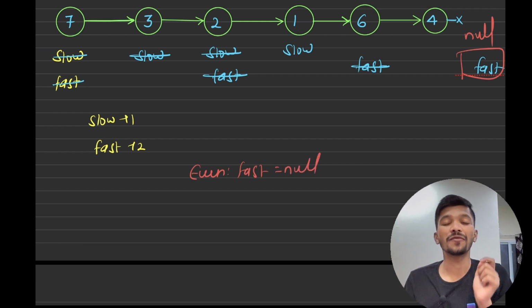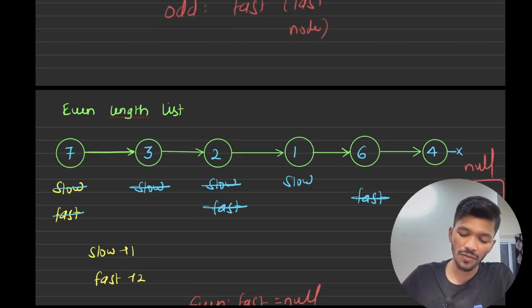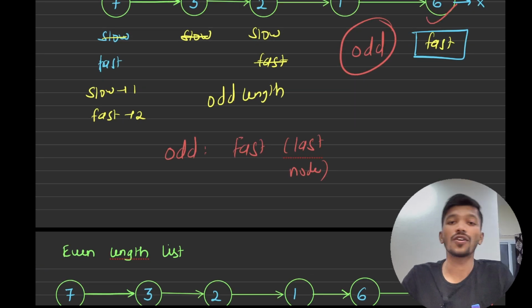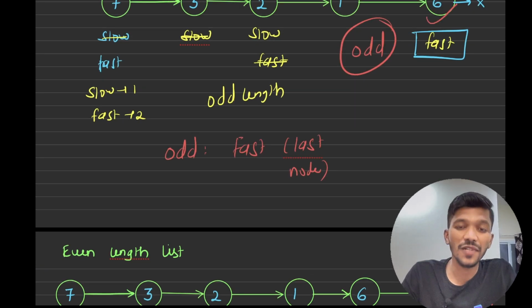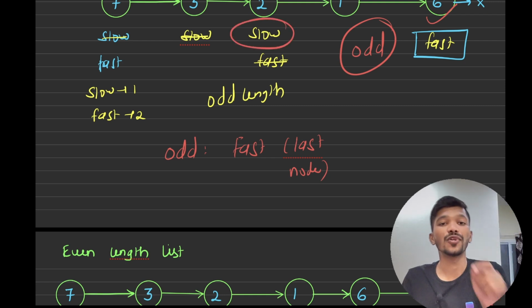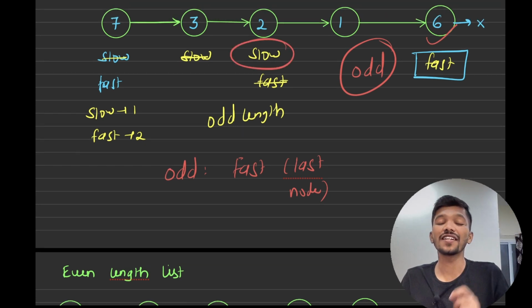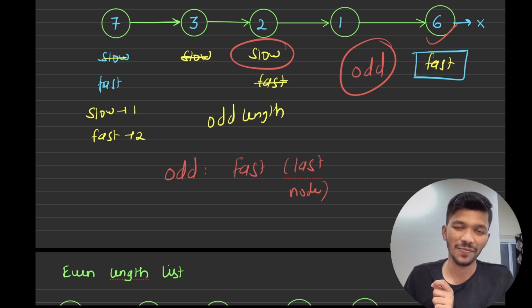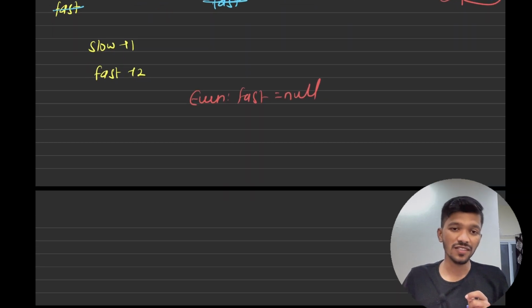And whenever my fast either points to a null or points to the last node of the linked list, then simply we can return the slow pointer, because the slow pointer is pointing to the middle node of the linked list, right? So I hope you got how we can approach solving this problem. Now let's try to think how we can write the code for this.